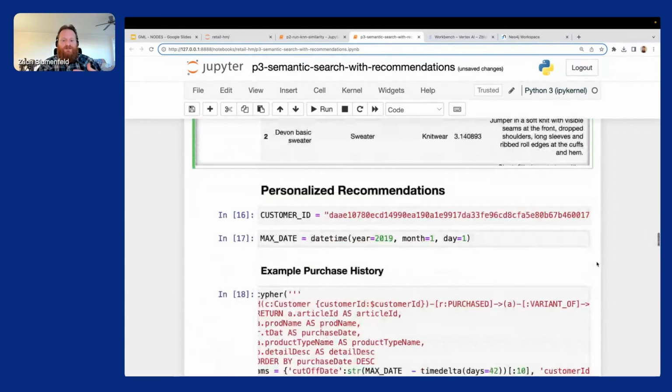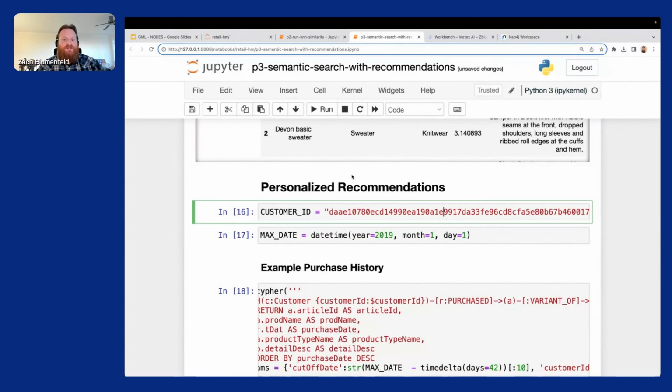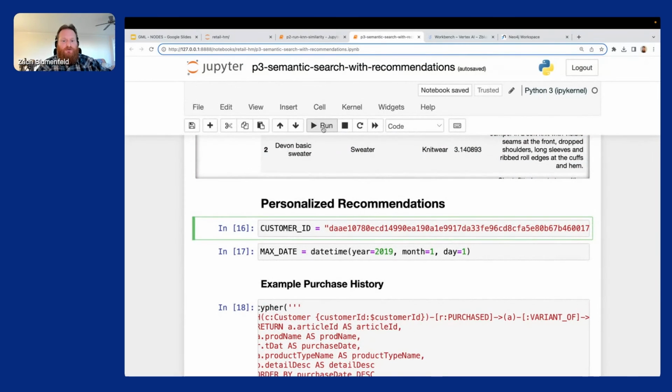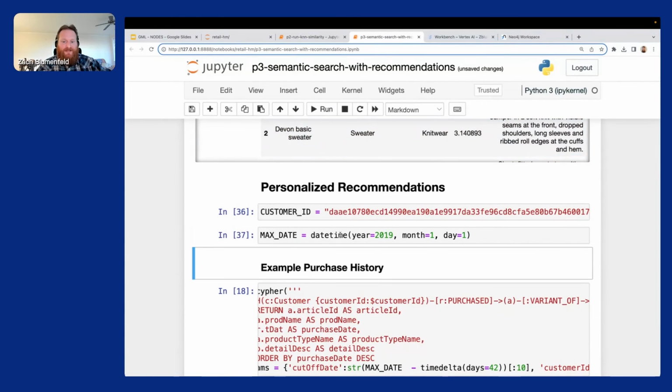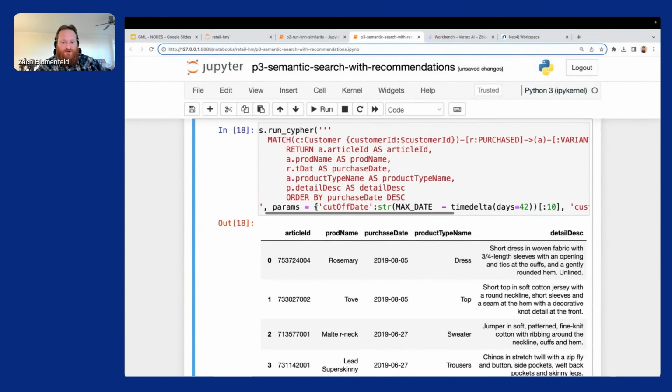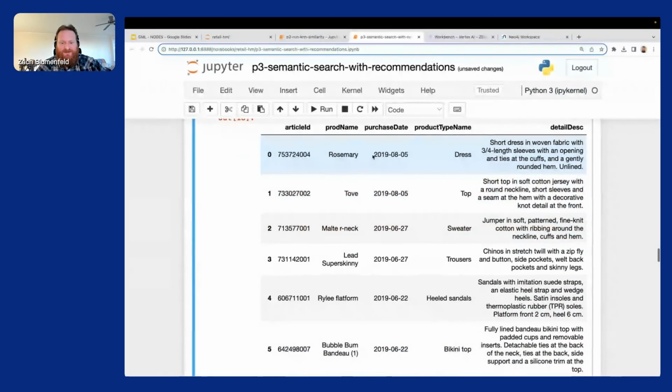And then the layer on top of this is if you wanted to do personalized recommendations. So say you actually know who the customer is. And I can also say a max date for the purchase history. Basically, I'm going to find with this Cypher query their purchase history going back through 2019. And this is a historic data set, so I think it only goes up to 2020 or early 2021. And so I can see some of the things this person had purchased.